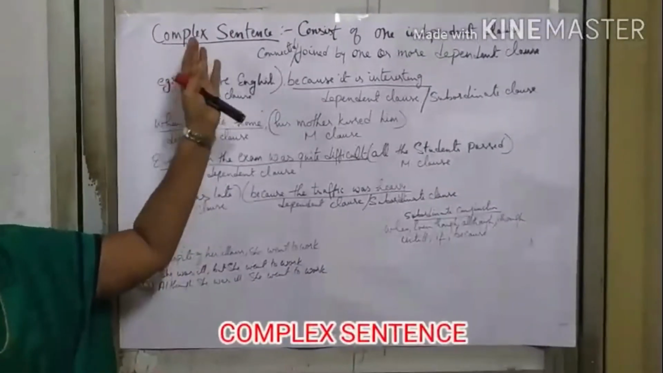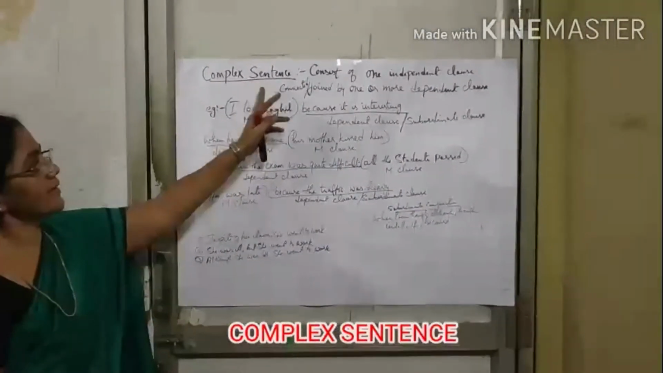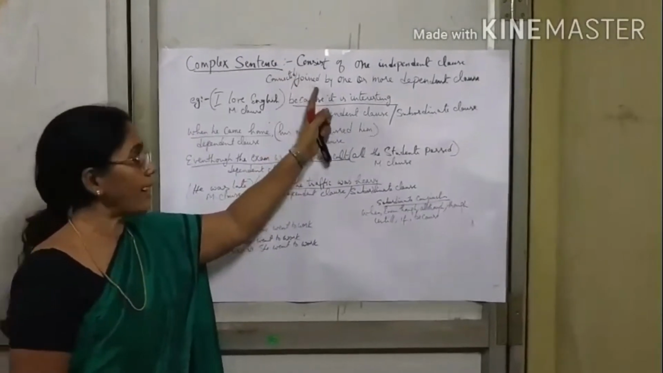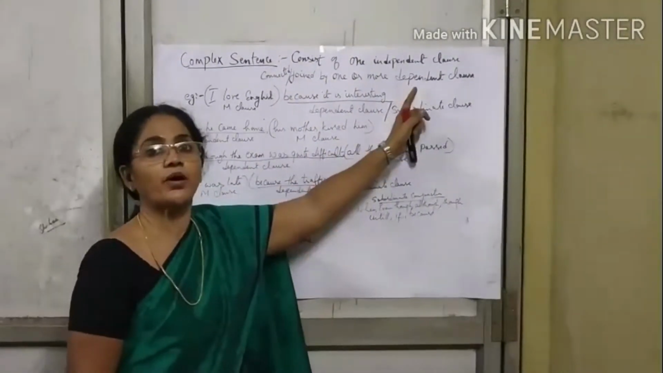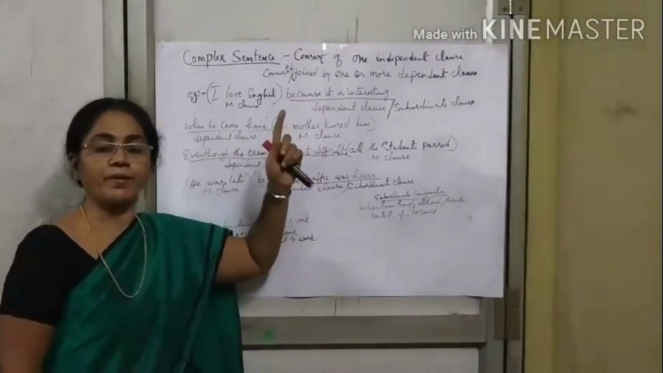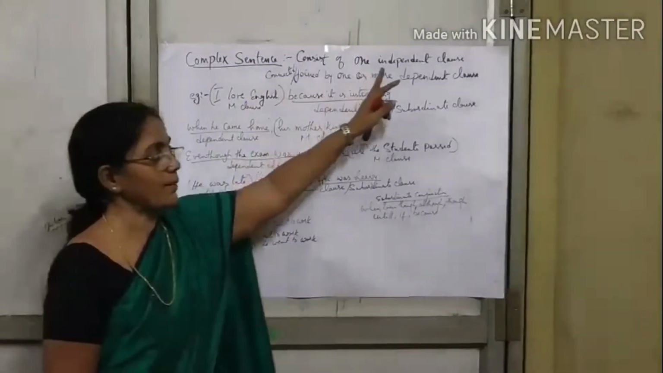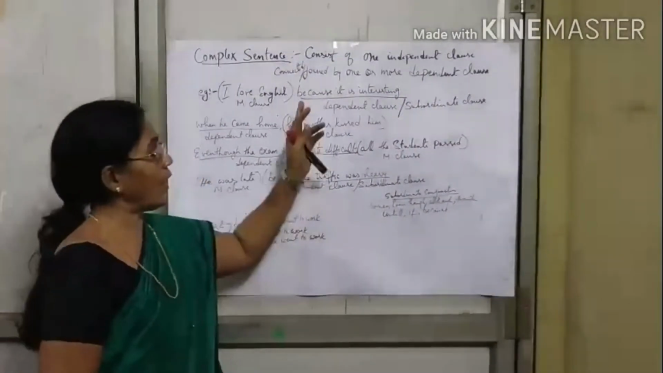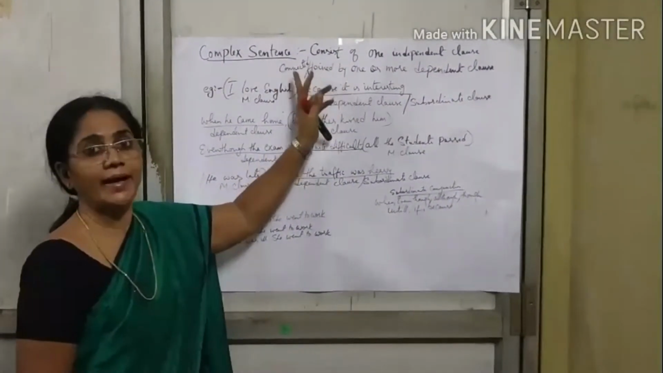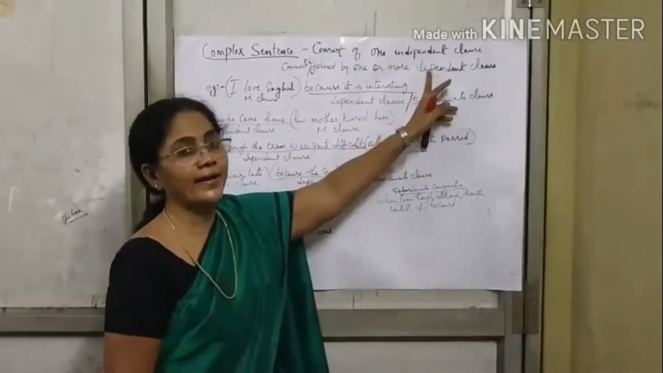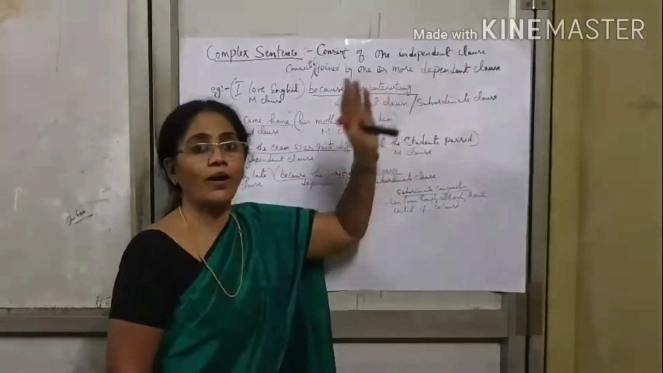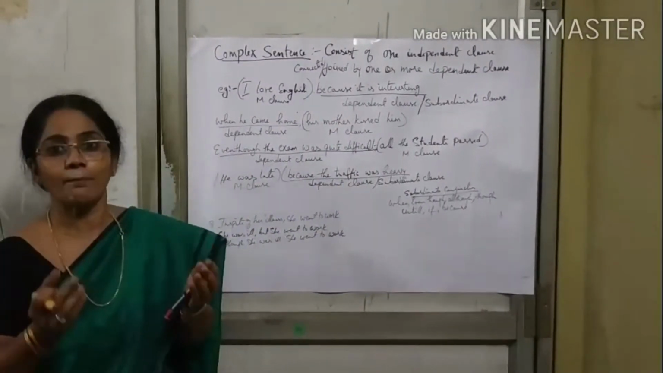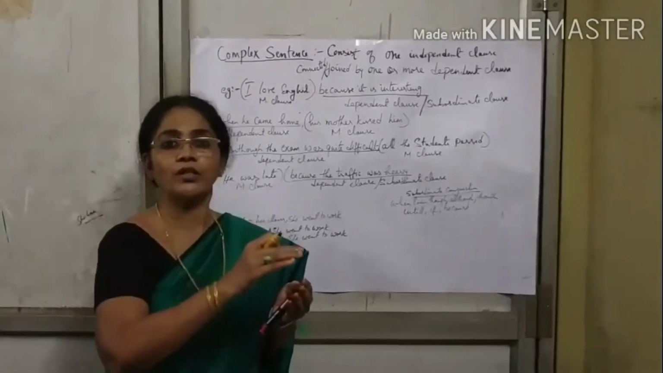Now let us see what a complex sentence is. A complex sentence consists of one independent clause joined by one or more dependent or subordinate clauses. So again I repeat, earlier you have learned what is meant by independent clause. An independent clause gives a complete sense. Now it is followed by or connected to one or more dependent or subordinate clauses. What is meant by a dependent clause? A dependent clause does not make a complete sense. It is dependent on the main clause.